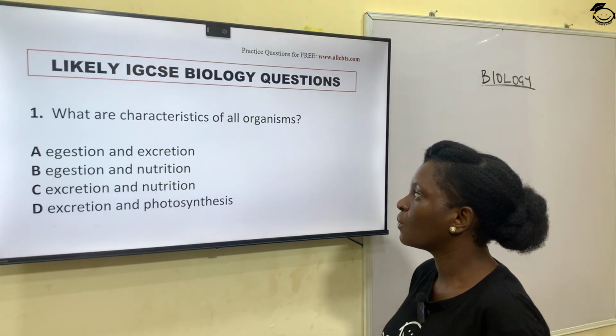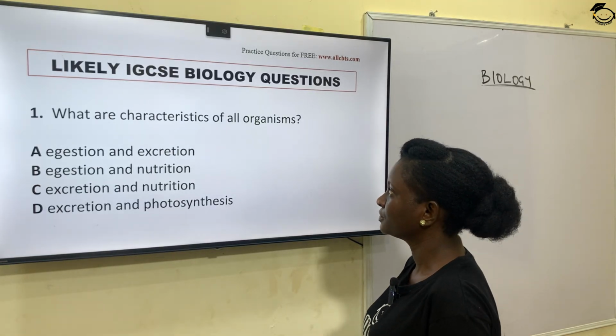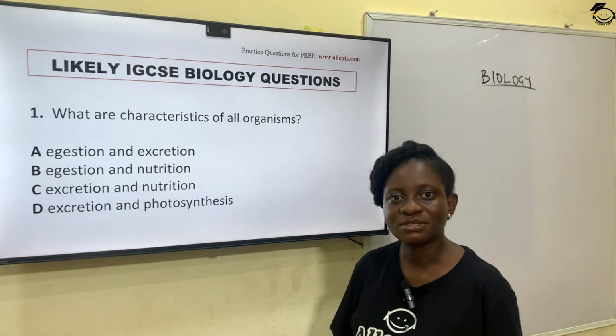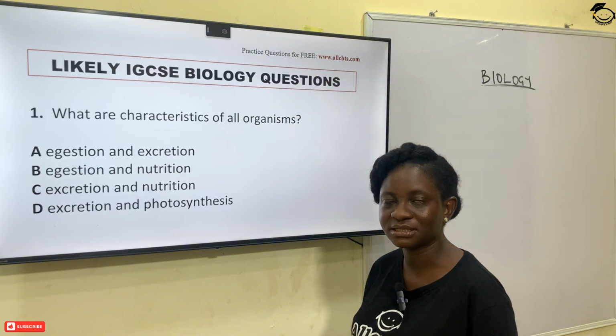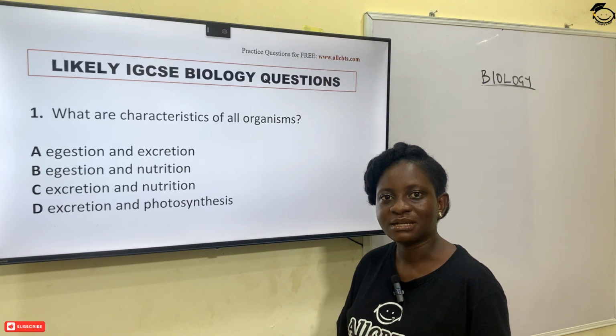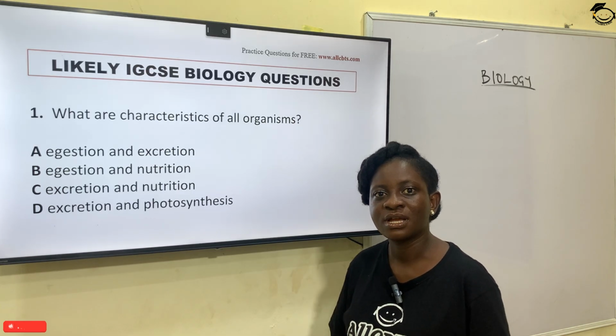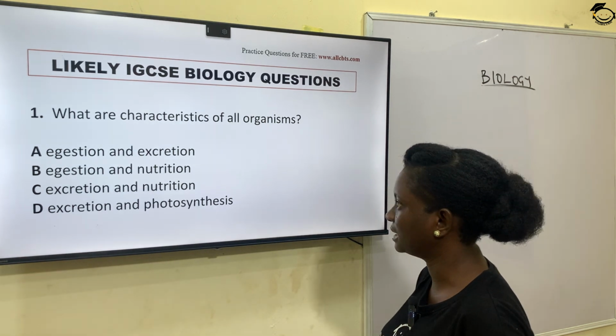Question 1. What are characteristics of all organisms? So we all know the characteristics of organisms, the acronym is Mr. Niger: movement, respiration, nutrition, irritability, growth, excretion, reproduction, and death.